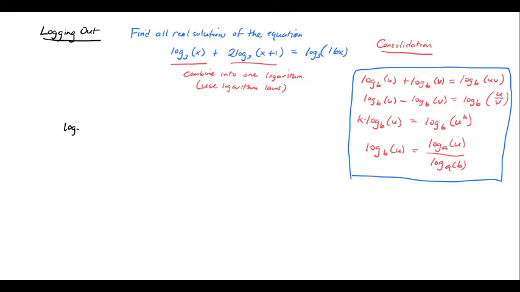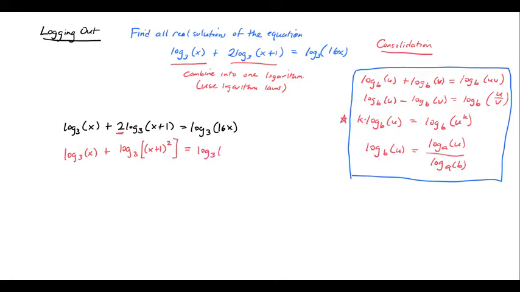So I have log base 3 of x plus 2 log base 3 of x plus 1 equals log base 3 of 16x. First thing I'm going to do, I have this multiplier of 2 out here, and I know that I have a law that tells me that when I have a multiplier on a log, that's the same as taking a logarithm of a power. So I'm going to rewrite this as log base 3 of (x plus 1) squared. I've still got log base 3 of x over here, and I've still got log base 3 of 16x over here. Those haven't changed yet.